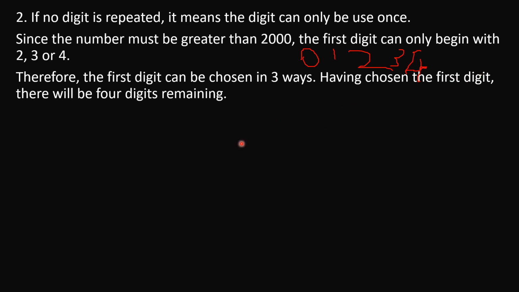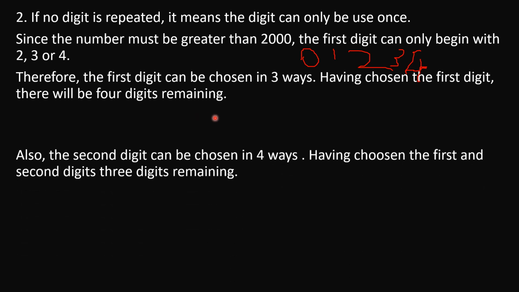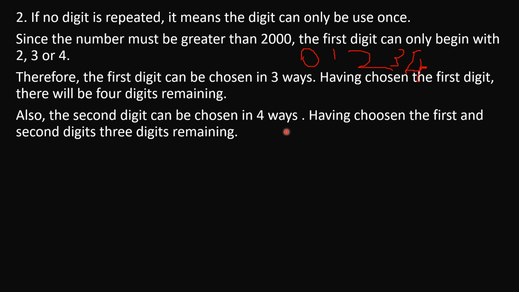Having chosen the first digit, there will be 4 digits remaining. These are 5 digits over here, and I've chosen the first digit out, so there will be 4 more digits remaining. Now, how do I get the second digit? There will be 4 ways of getting the second digit. Let me just highlight this part for you so that you see. This is the first digit in 3 ways, the second digit in 4 ways.